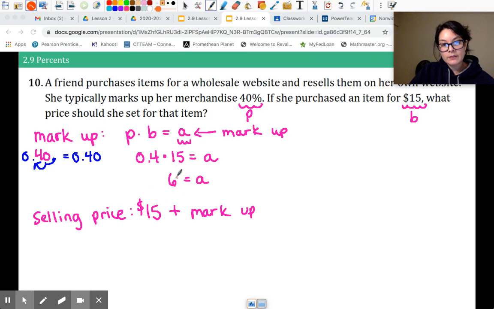Okay, so 6 is her markup. Okay, this is her markup right here. So I'm going to take the $6 and I'm going to add that to the original $15. And this is going to give us what she's going to sell the item for. So if I take 15, add 6, she's going to sell the item for $21.